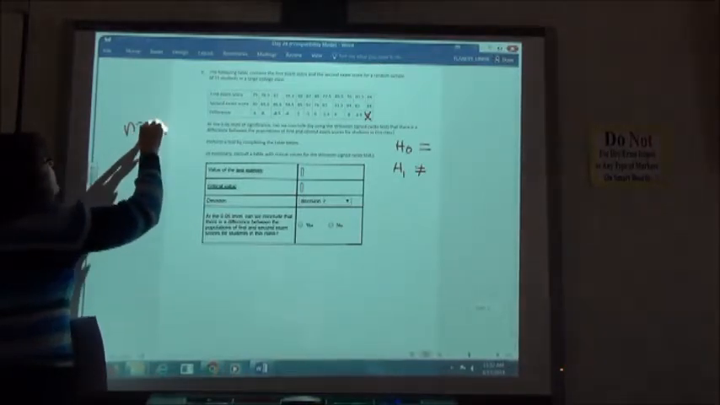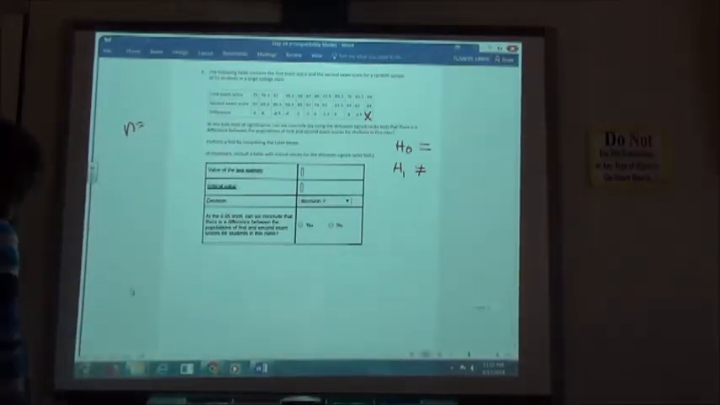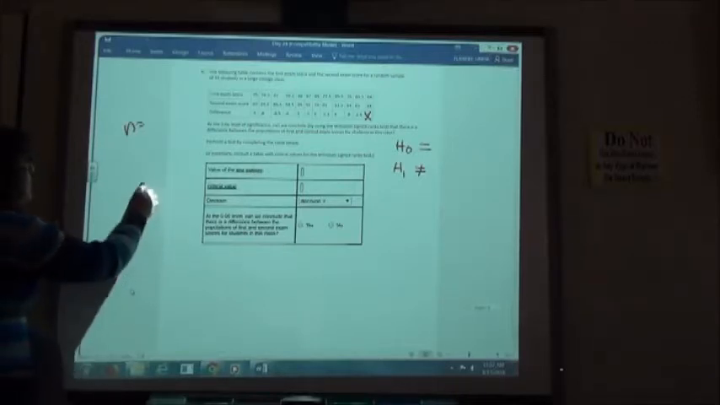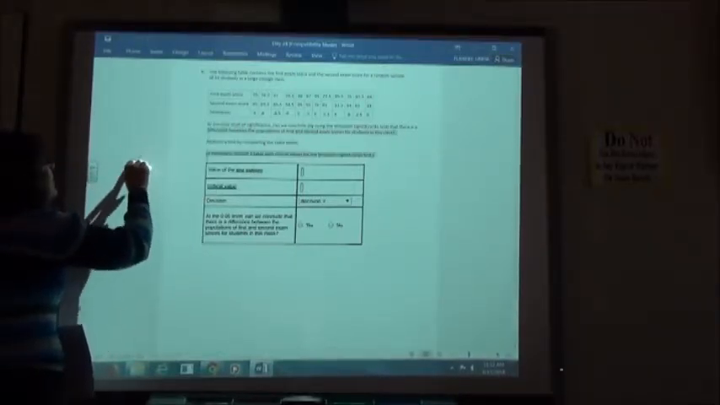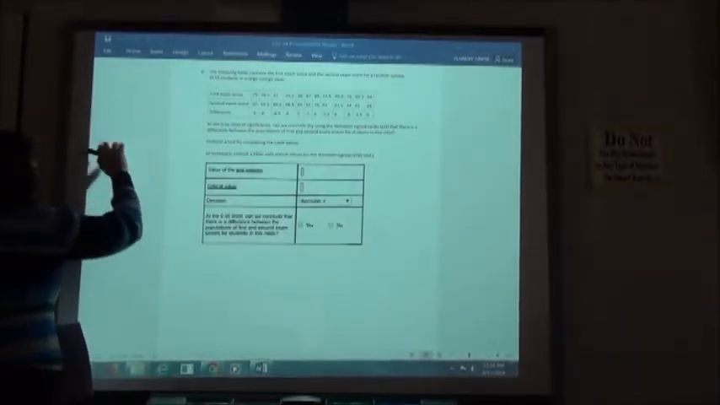Why did it decide to quit writing on me? Close the ink. Let me see if it writes then. Nope, it's going to be difficult.